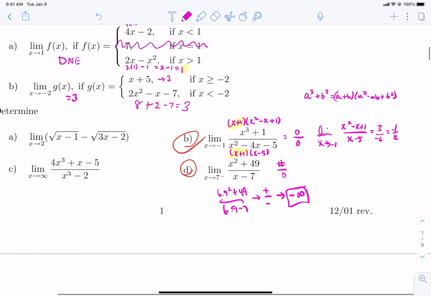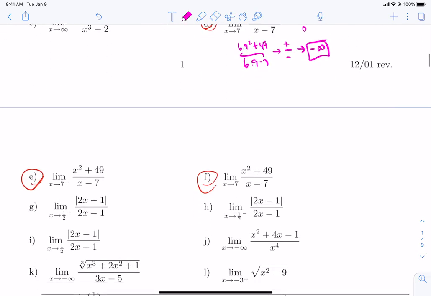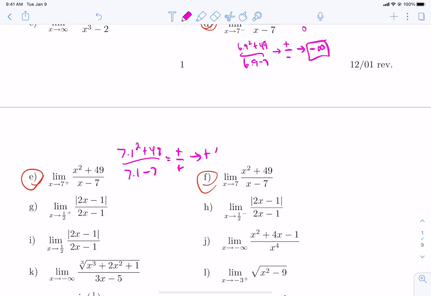Okay? Now, 7E is the exact same problem, but we are coming in from the right. So this time, let's plug in 7.1. We already plugged in 7. We know what's happening. And let's ask ourselves the same thing. Well, we get a positive over a positive, so we're going to positive infinity. So the answer to E is positive infinity.